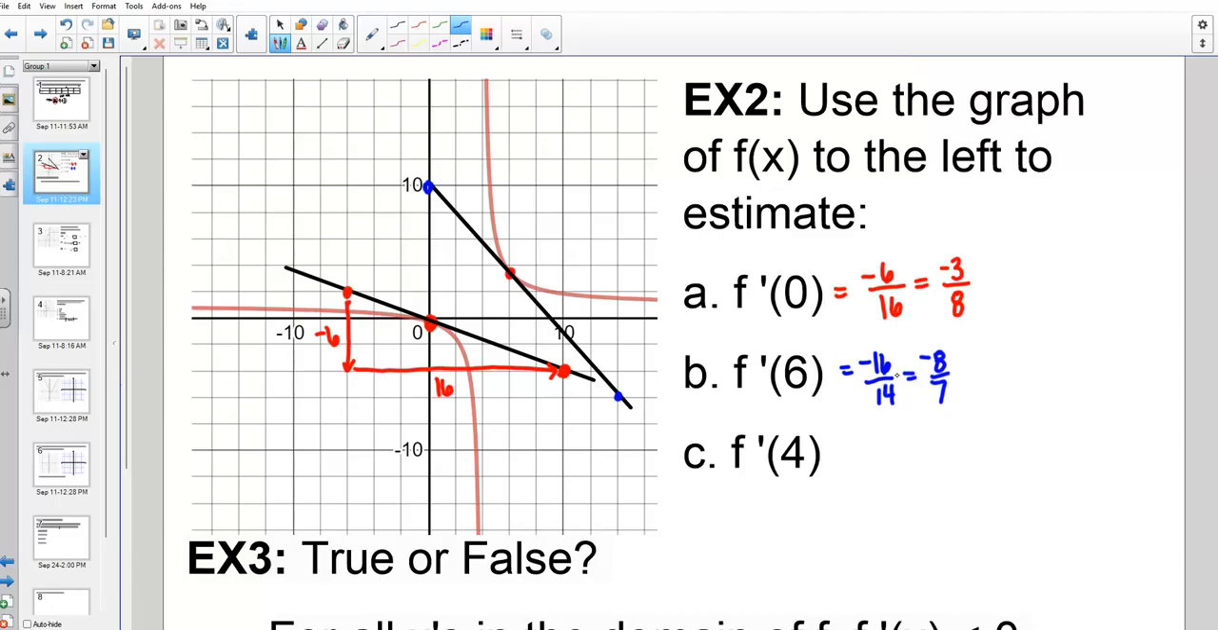What about at f prime of 4? We got a vertical asymptote at 4. Does the function even exist at 4? It does not. So can we have a slope of a tangent line at 4? We cannot. So that would be does not exist.